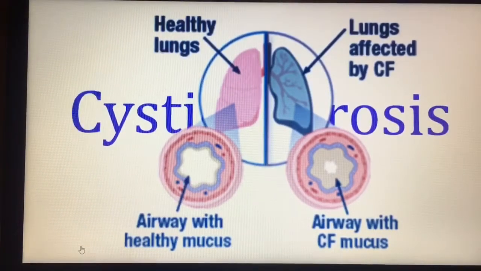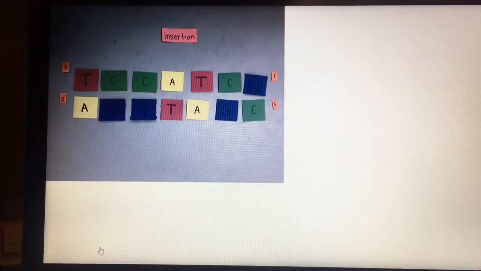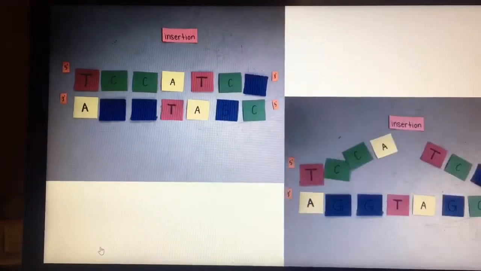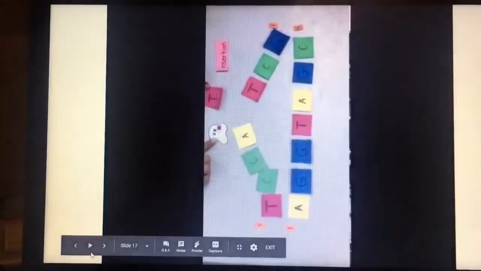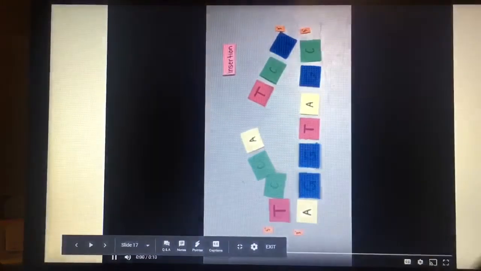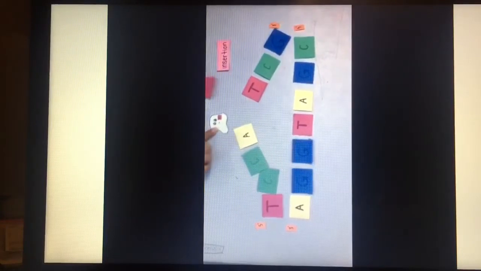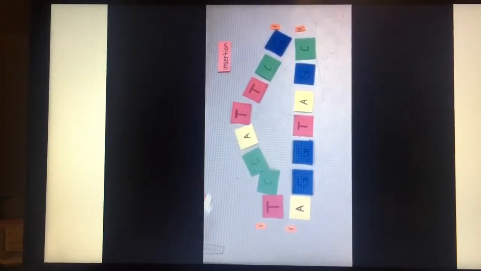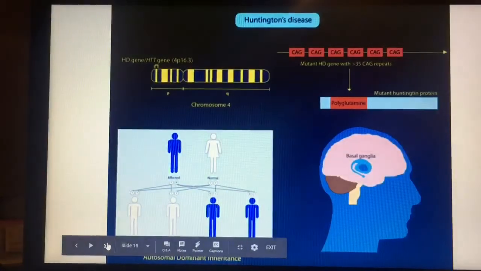The next type of mutation is nucleotide pair insertion. This mutation adds one or more nucleotide base pairs to the sequence. If the number of bases is not a multiple of 3, then it is also called a frameshift, because it changes all the codons after the insertion. A disease resulting from insertion is Huntington's disease. Normally, the CAG segment repeats 10 to 35 times, but people with Huntington's disease have it repeating up to 120 times.